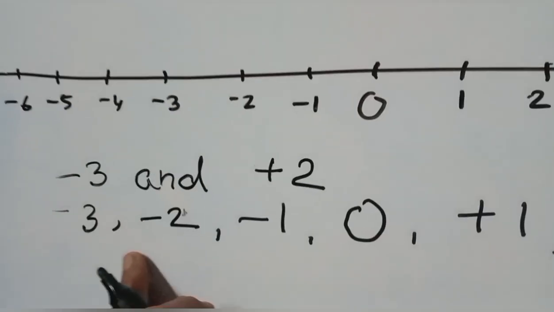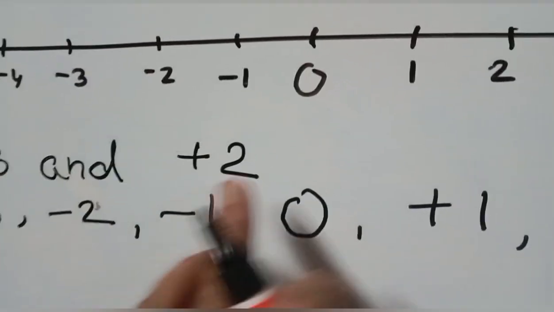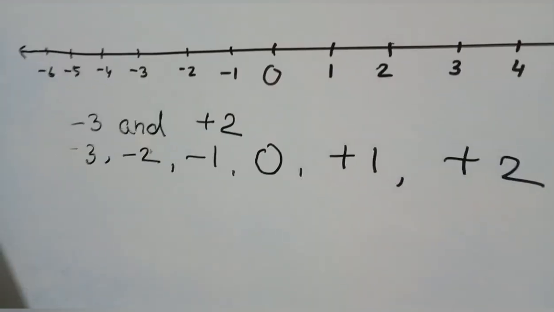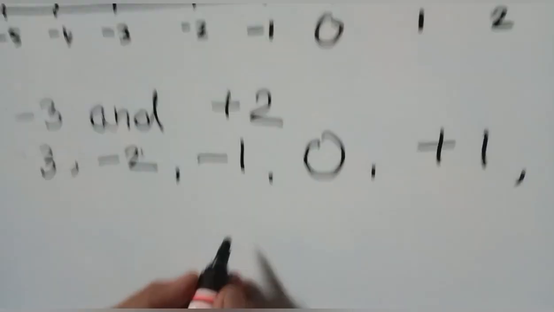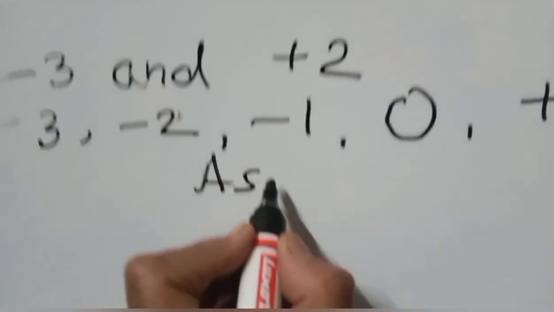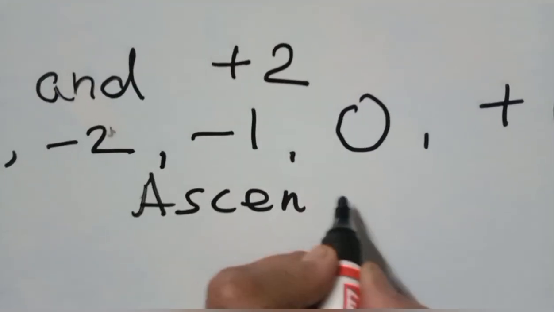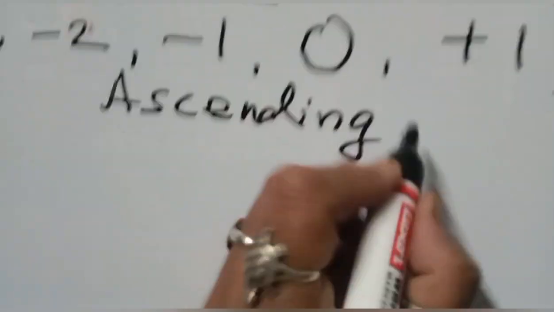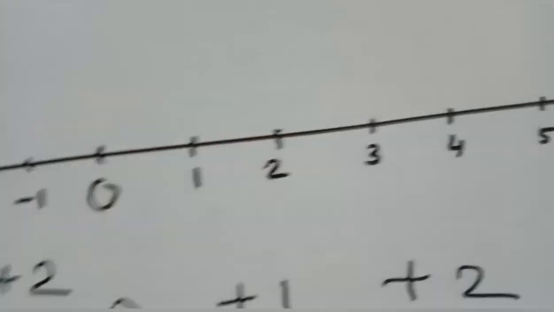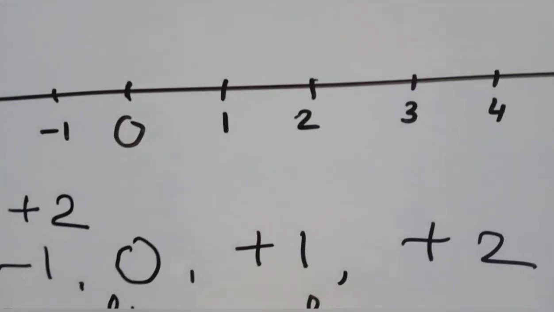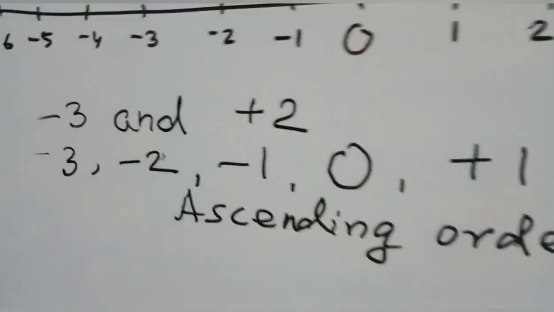Now, this is actually minus 3 to plus 2. I have arranged it in ascending manner. What is the meaning of ascending manner? Ascending order. O-R-D-E-R. Ascending order means from smallest to the biggest.